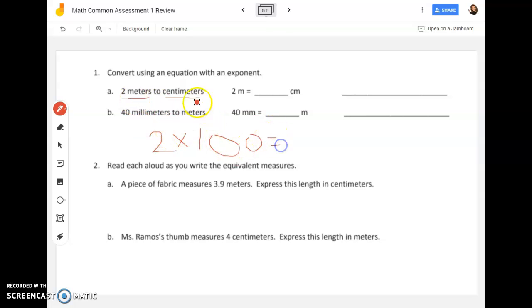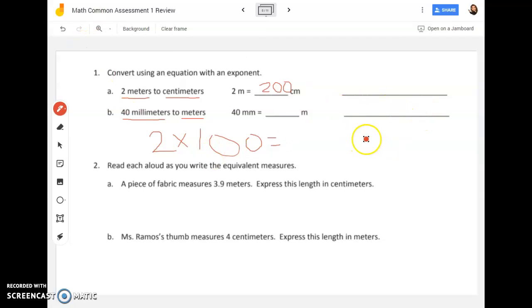If there's 100 centimeters in each meter, then that means I'm going to need 200 centimeters to give me 2 meters, okay? 40 millimeters to meters. Ooh, millimeters are even smaller. There are going to be 1,000 millimeters in every meter. So now, because we're going from our smaller measurement up to our larger measurement, we're going to need less of them.